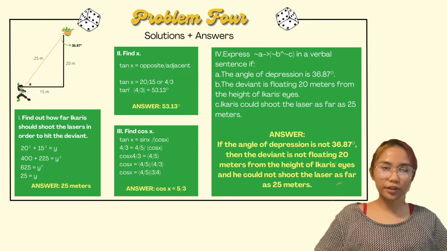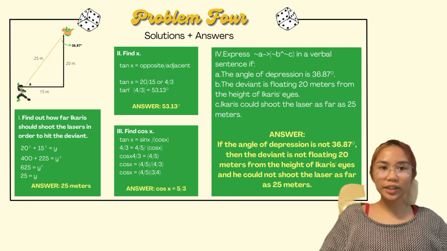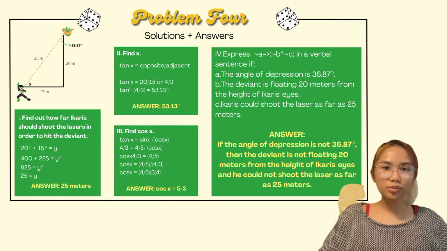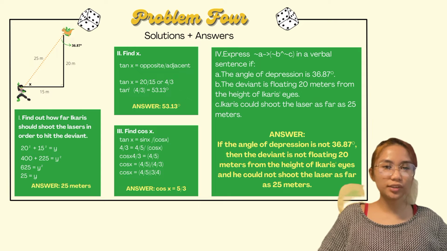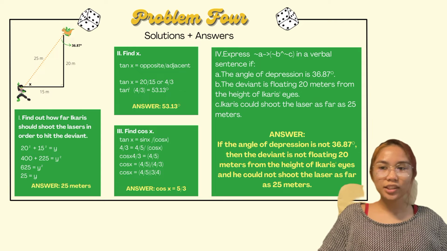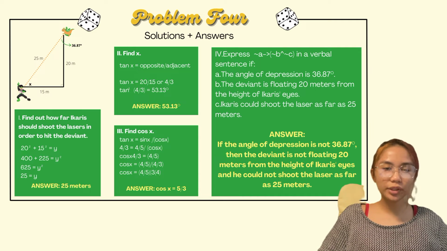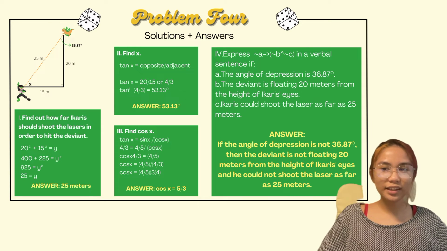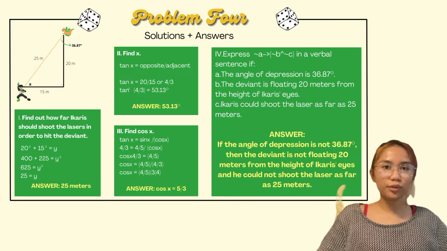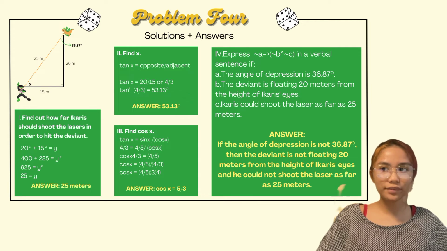is 53.13 degrees. Next, we need to find cosine x. For this, we will use the trigonometric identity tan x is equal to sine x over cosine x. Since we've already solved for tan x earlier, we don't need to solve for that now. Although we need to find sine x in order to solve for this. So sine x is equal to the opposite side over the hypotenuse. In this case, we have 20 over 25, or 4 over 5.